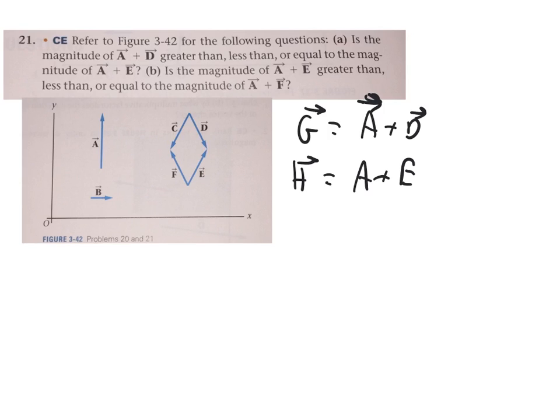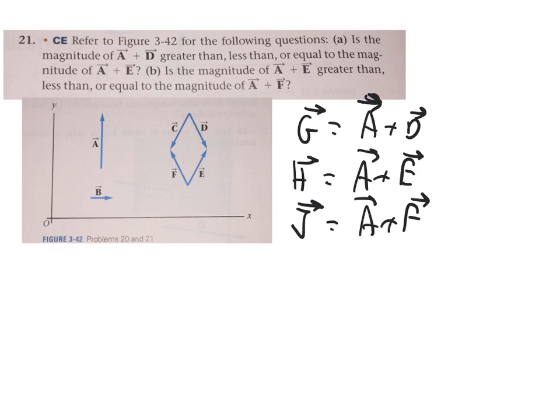So I'm going to make some names so we can talk about it. I'm going to define that G is A plus D, and H is A plus E, and J is A plus F. Just gives us some stuff to talk about. So let's actually sketch these guys out.